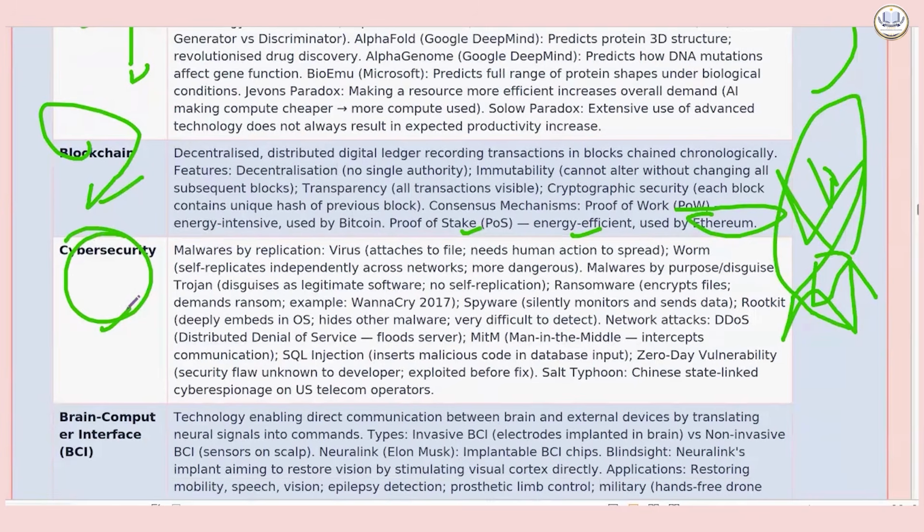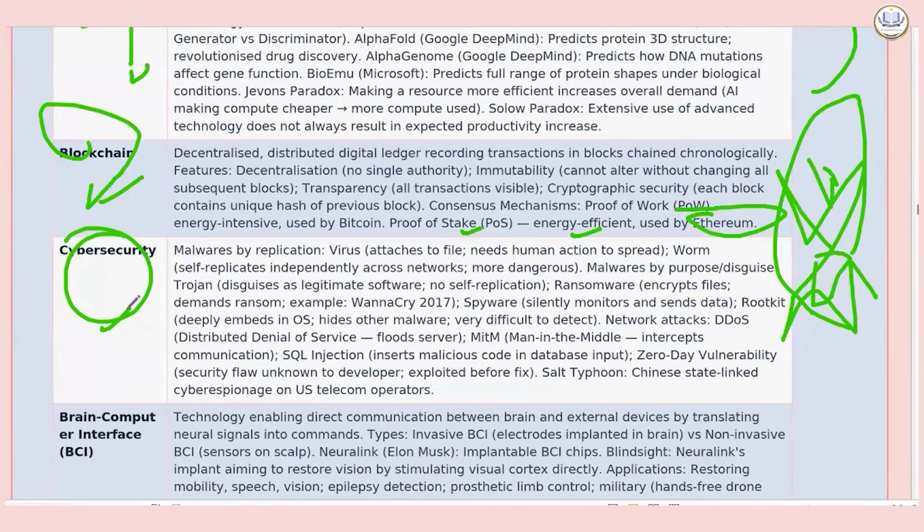Worms self-replicate, which is more dangerous. Malwares disguise themselves. Trojans are disguised as legitimate software, and there is no self-replication. Ransomware will encrypt files and ask for a ransom. WannaCry was an example. Spyware silently monitors and sends data, and can introduce bugs. Rootkit is deeply embedded in your OS and hides other malware, very difficult to detect.